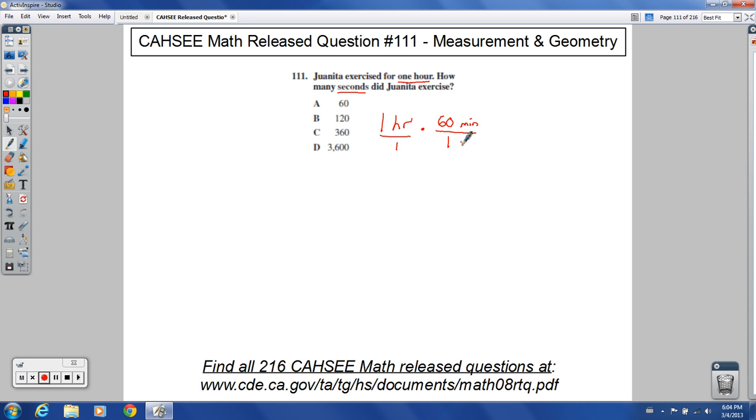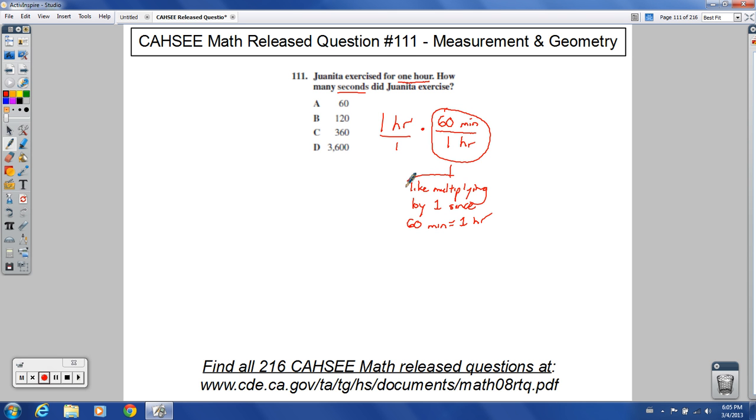So I'm going to multiply this by something that is equal to itself, top to bottom. 60 minutes is the same as 1 hour. This is like multiplying by 1. So let's write that down under here. This is like multiplying by 1, since 60 minutes is the same thing as 1 hour.